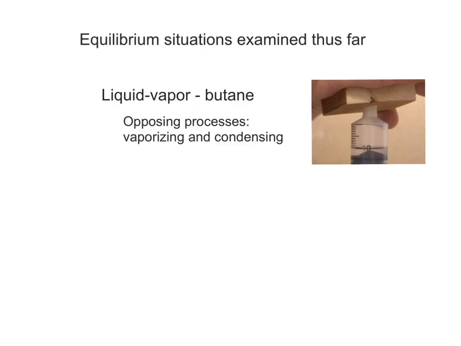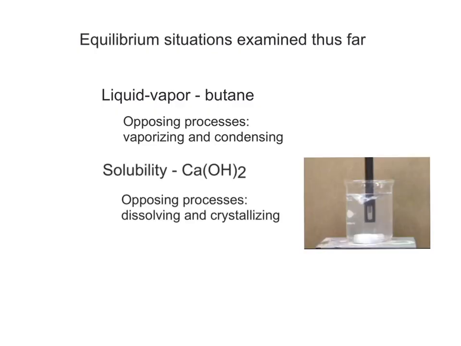Let's review the equilibrium situations we have examined thus far. First was liquid-vapor equilibrium using butane. Here the opposing processes were vaporizing and condensing. Next was solubility equilibrium using calcium hydroxide. Here the opposing processes were dissolving and crystallizing. Both of these processes involved an exchange of particles between the condensed phase, either liquid butane or solid calcium hydroxide, and a dispersed phase, the butane vapor or the calcium hydroxide in solution.